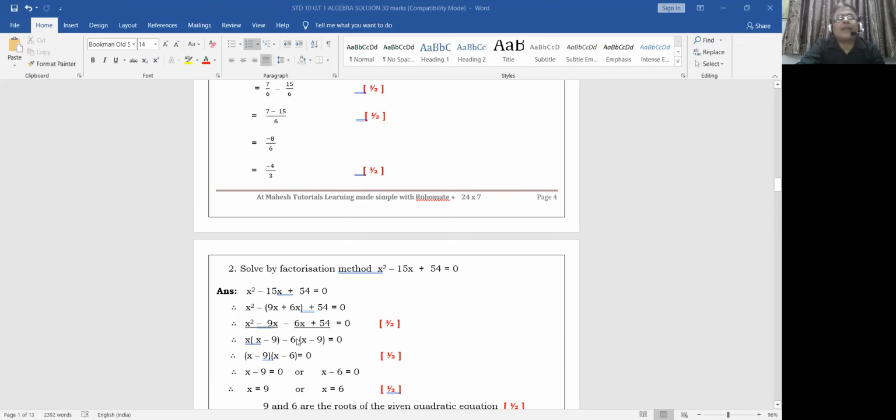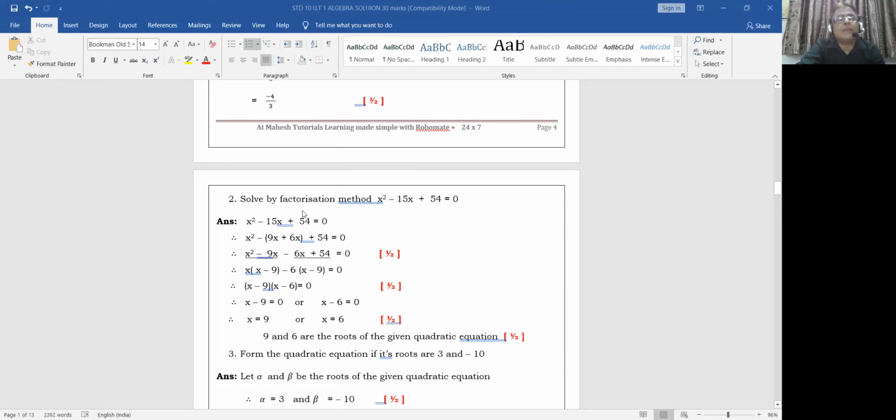We go to factorization. Solve the following by factorization method. Now 3 terms are given to us. We need to split the middle term. 54 into the coefficient of first, 54 into 1 will give me 54. The factor's last sign is plus. So total should be 15. I will write here 9x plus 6x. That will give me 15.